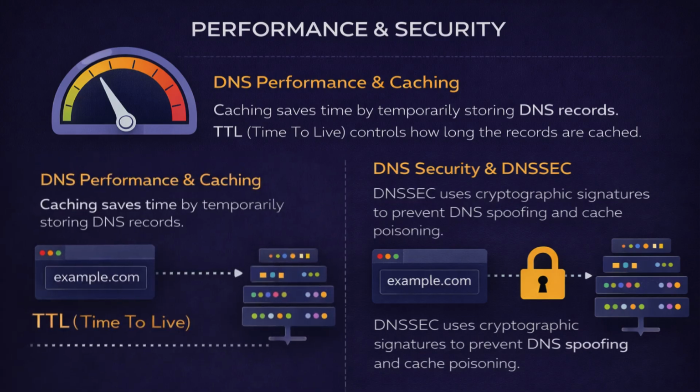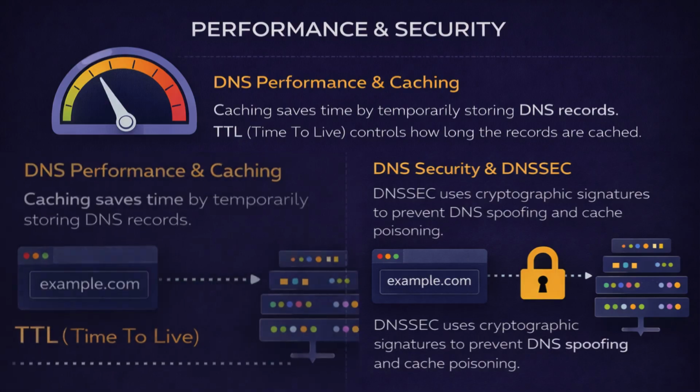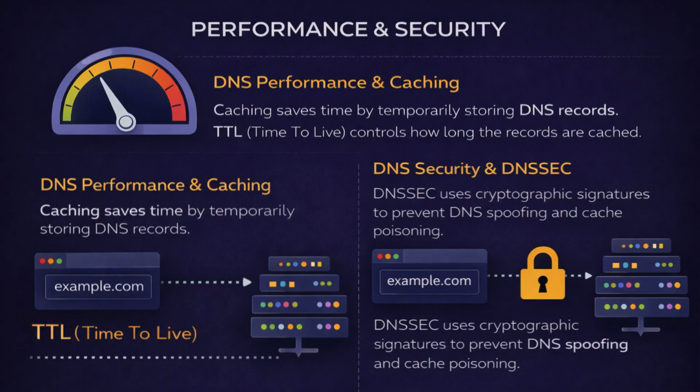DNS performance is critical. Every millisecond matters. That's why caching exists. When a DNS record is resolved, it is stored temporarily. This avoids repeated lookups and reduces latency. The duration of this cache is controlled by TTL, time to live. A lower TTL means fresher data. A higher TTL means better performance.